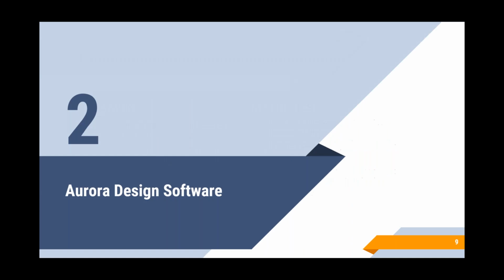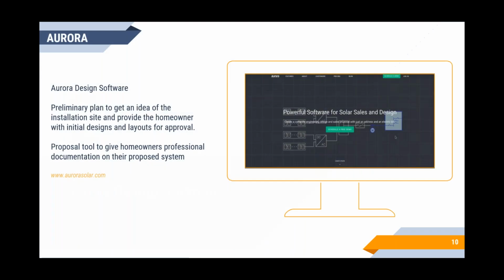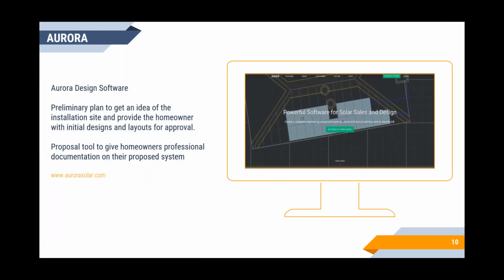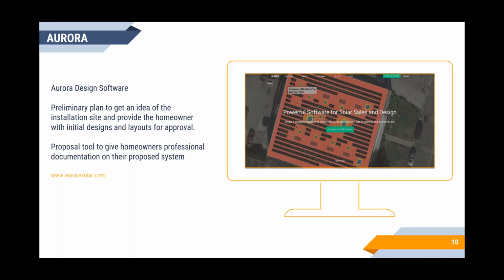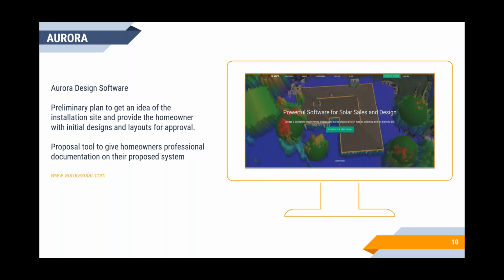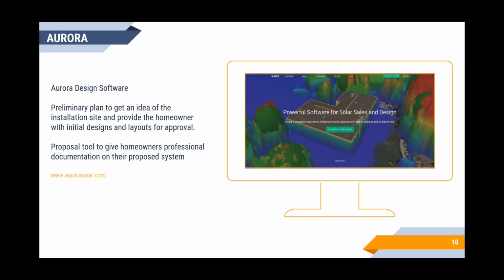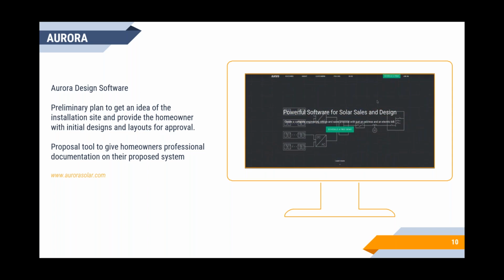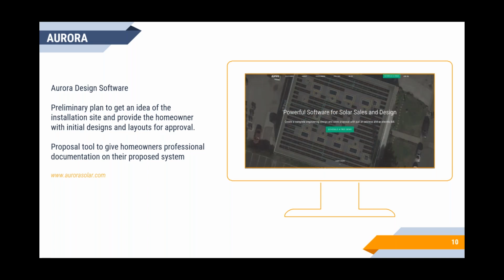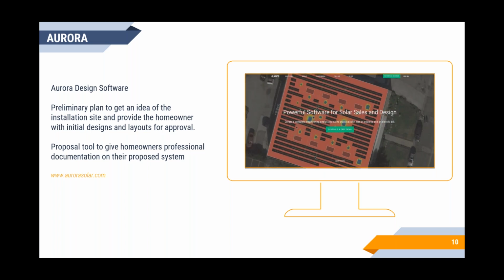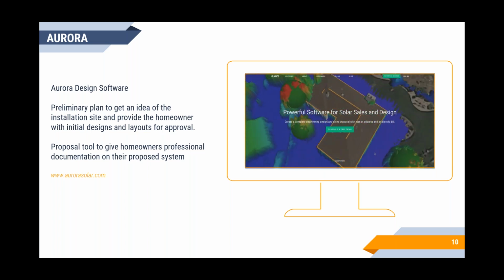Absolutely. So getting into the program that we use to design out a lot of our layouts, it's called Aurora. What Aurora does is it's a solar design software. And what we've gotten the most success out of with it so far is using it as your first preliminary plan to get an idea of the installation site. It'll pull up an aerial image based on the address that you input into it, pull up the home for you, and you can start designing that roof.